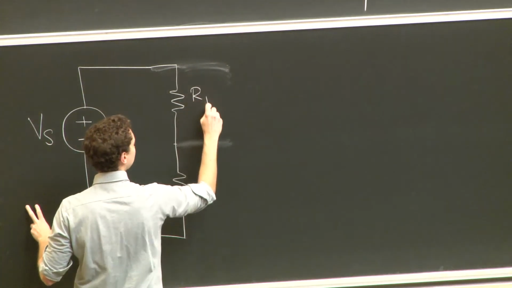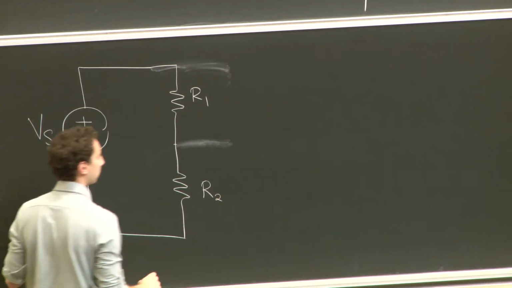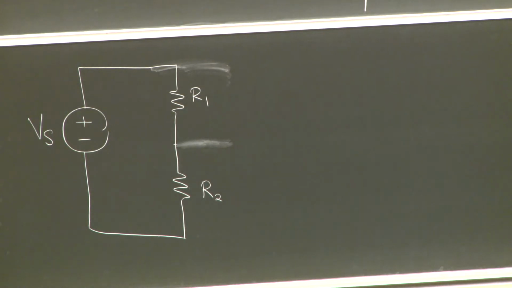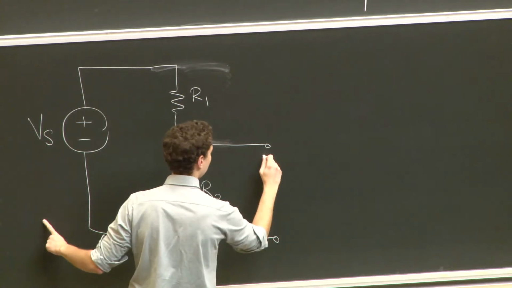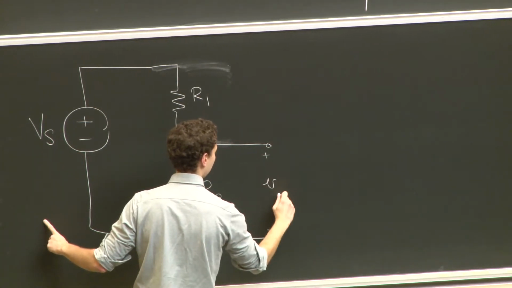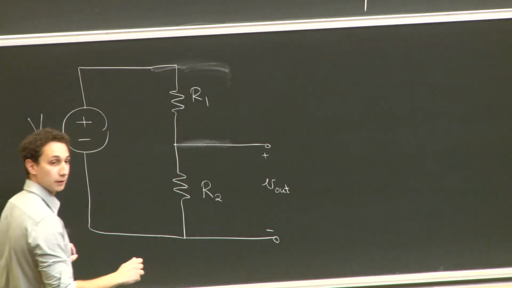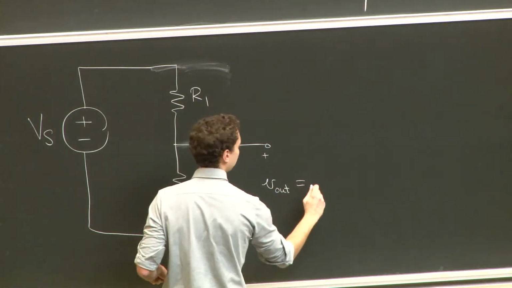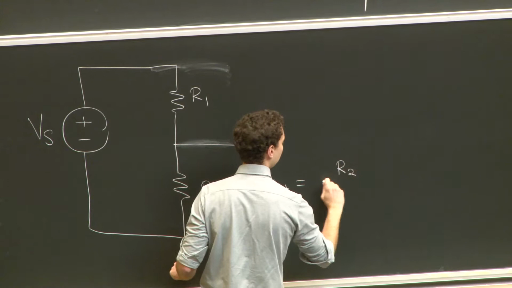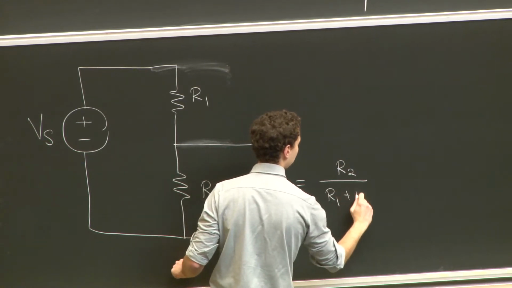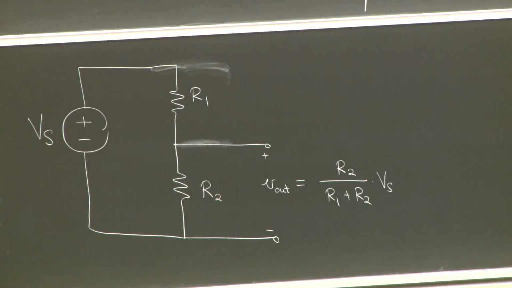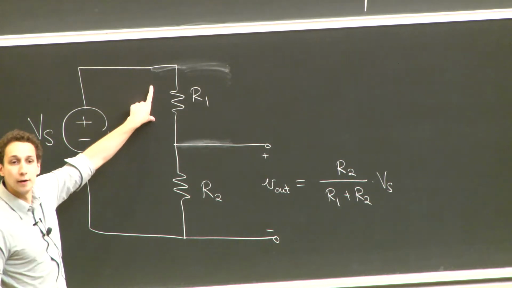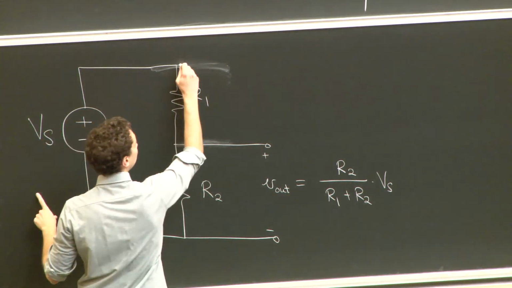And so we already found that last time, if I've got some resistors R1 and R2, the voltage across R2 here, I'm going to call that V out, is equal to R2 over R1 plus R2 times my source voltage Vs. Now just a quick question for you. What's the voltage across R1 if I define that like this?